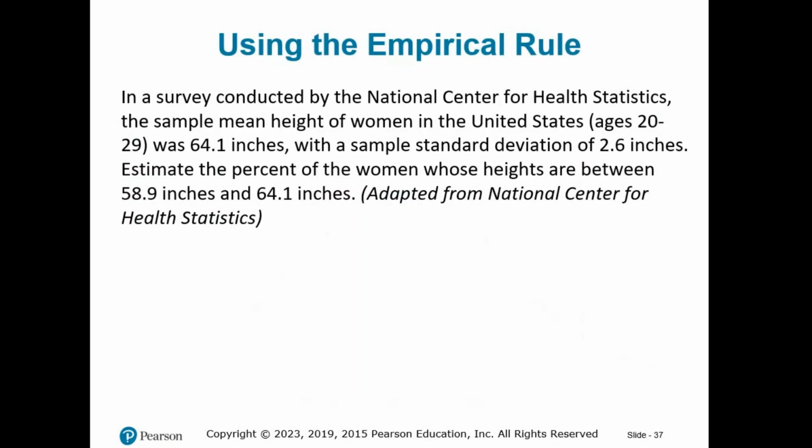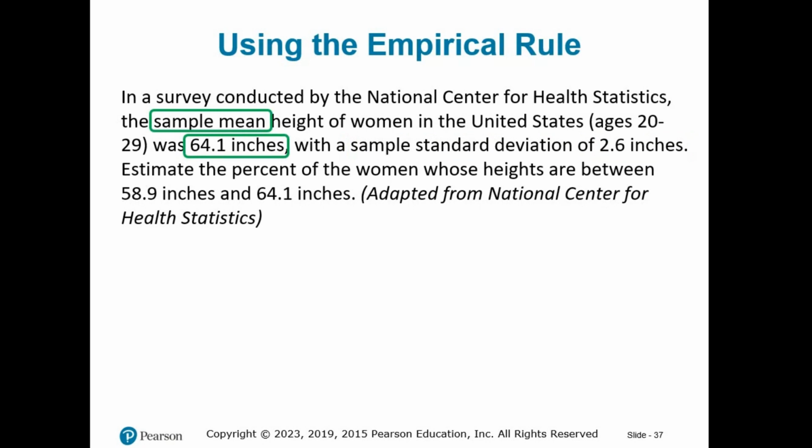In a survey conducted by the National Center for Health Statistics, the sample mean height of women in the United States ages 20 to 29 was 64.1 inches, with a sample standard deviation of 2.6 inches. Estimate the percent of the women whose heights are between 58.9 inches and 64.1 inches. First, we need to note the important information in the problem. They gave us the sample mean height of 64.1 inches. They also gave us the sample standard deviation of 2.6.